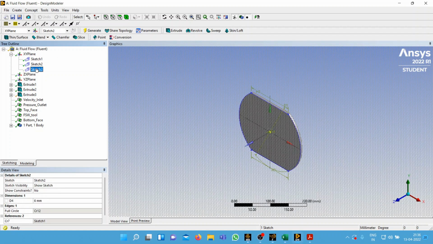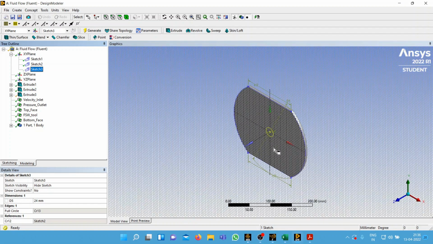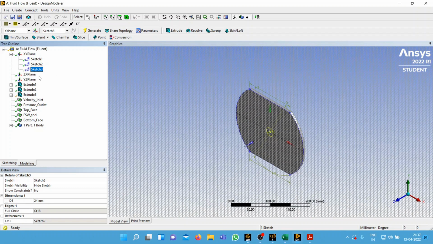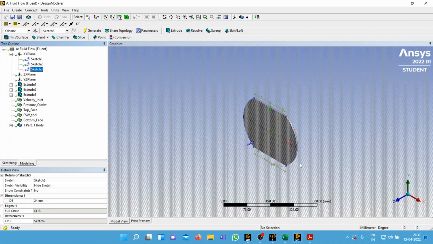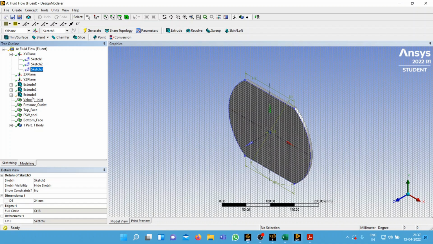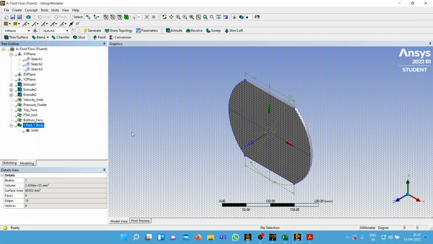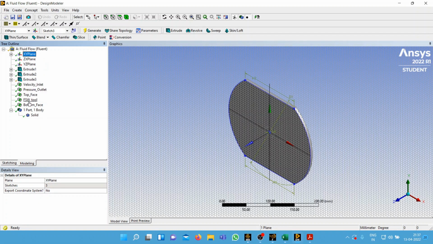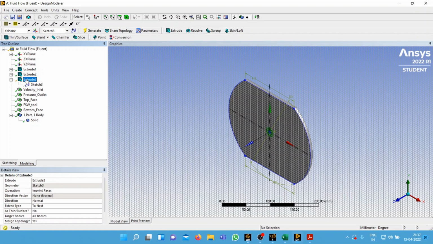Similarly, sketch 2 and sketch 3. Sketches 1, 2, 3 are used for making this plate, and specifically sketch 3 is used for the named selection of the components and nothing else here. So now let me take you through the named selections.